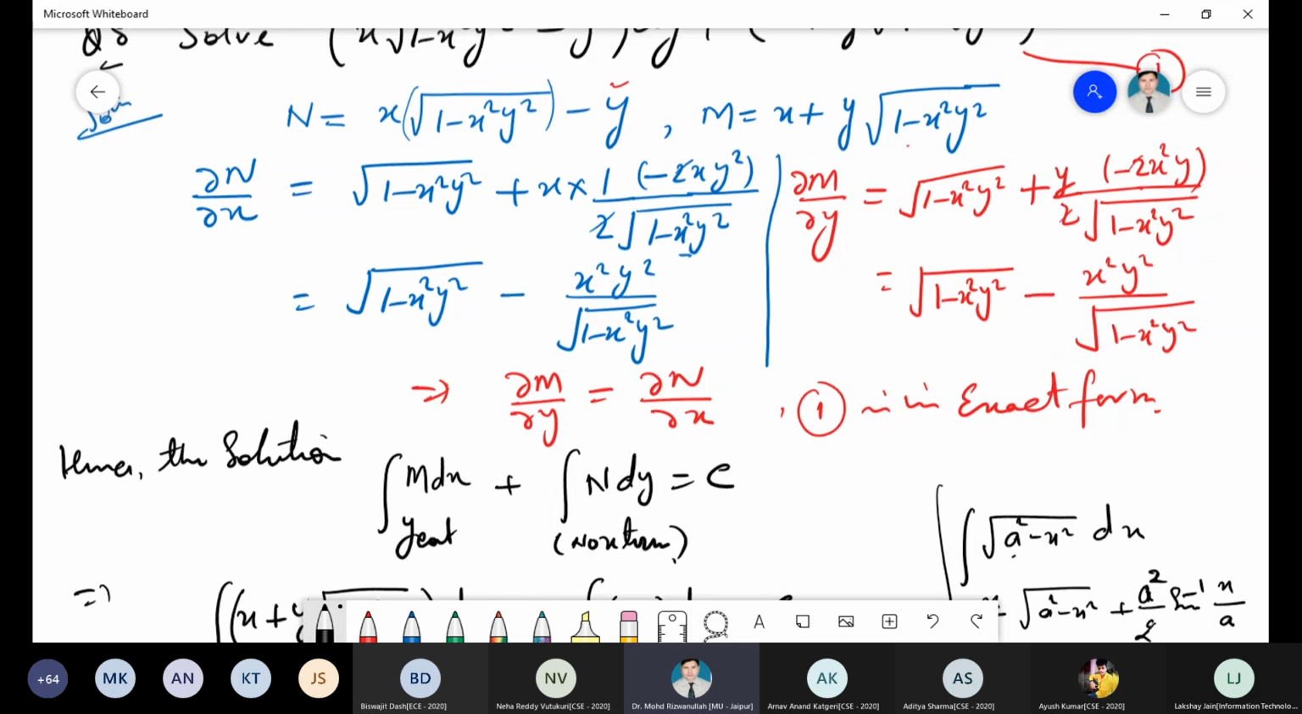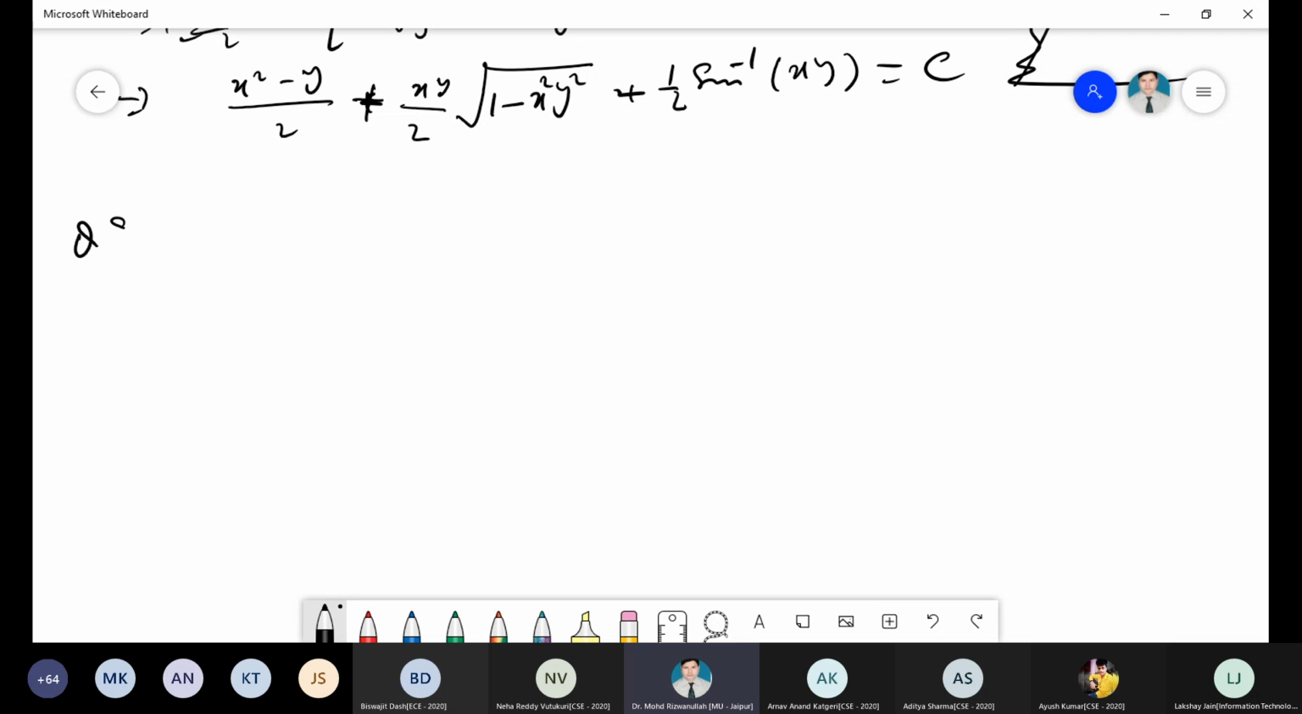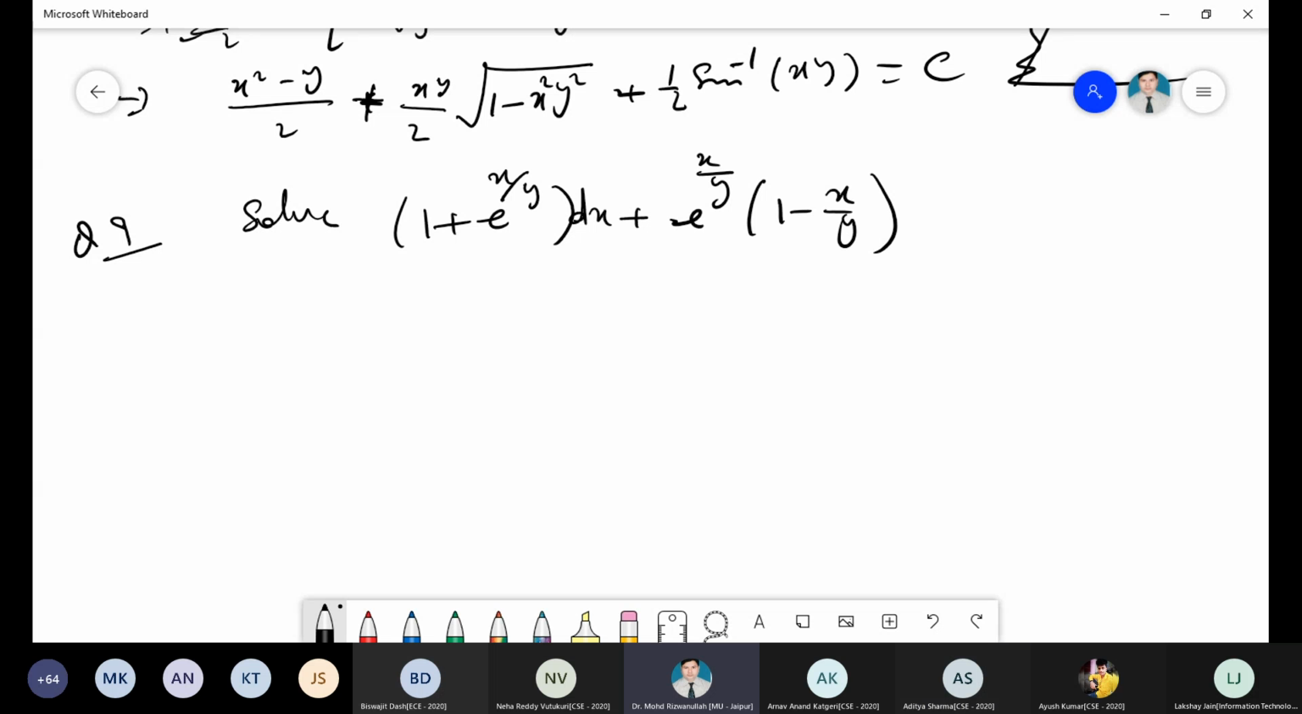Okay, there are two questions. Write question number 8 or 9. Solve. The equation is (1 plus e to power x by y) dx plus e to power x by y (1 minus x by y) dy equal to 0, and y(0) equal to 4.